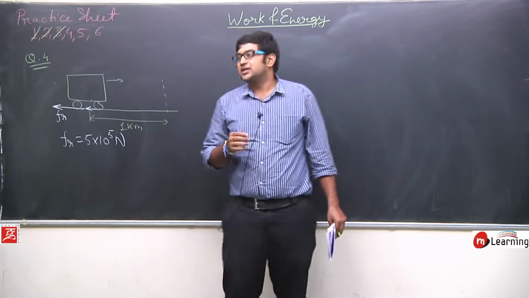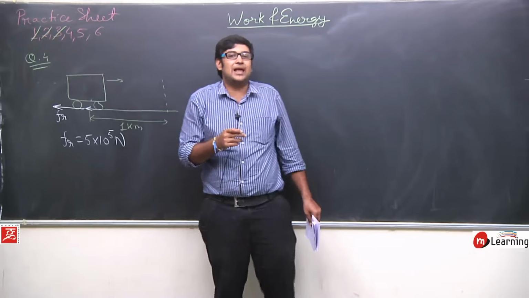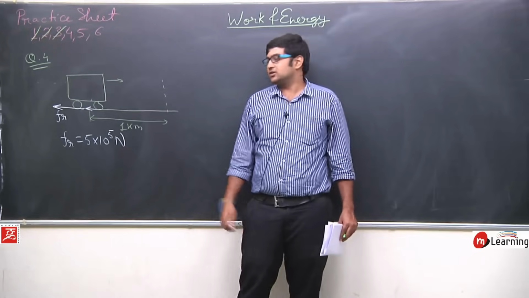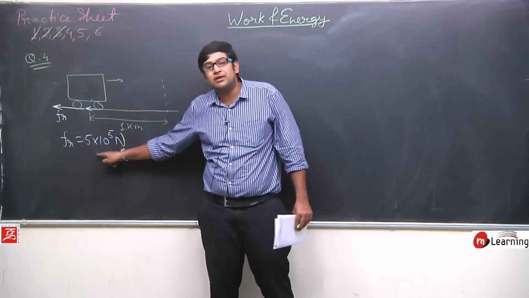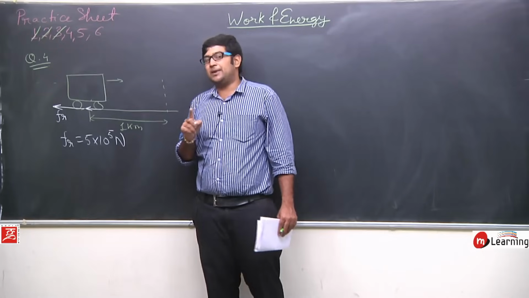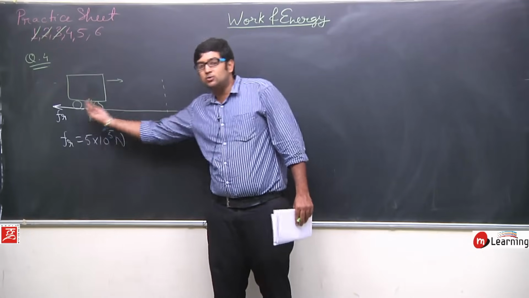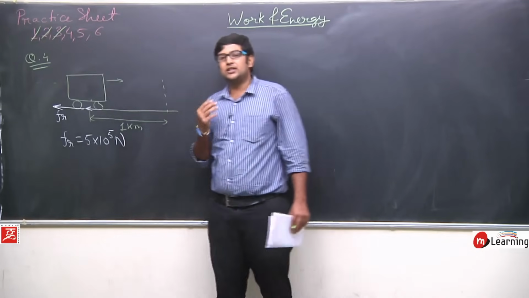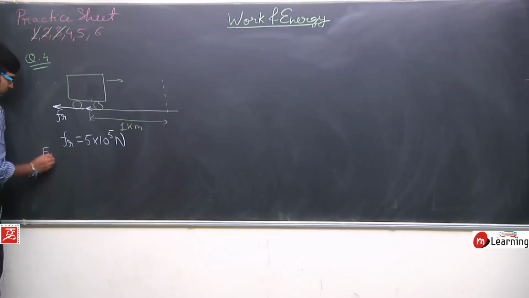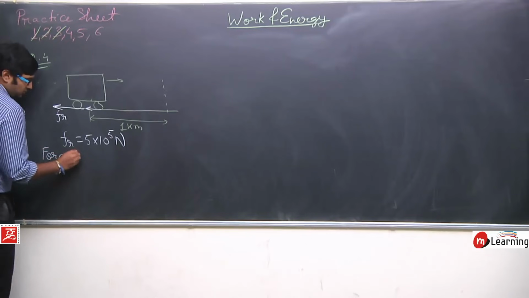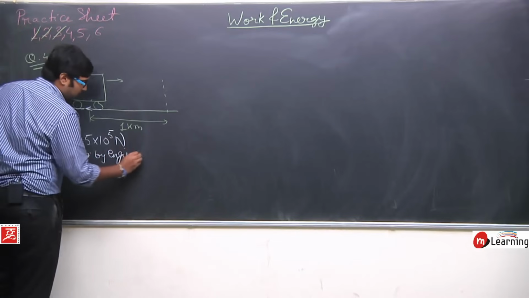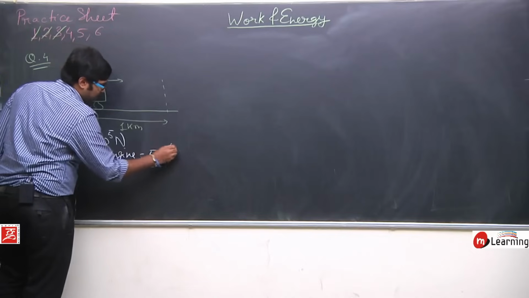Now how much force does the engine have to apply to move this train by 1 kilometer? Definitely the engine has to apply a force equivalent to this force, that is 5 into 10 to the power 5 newtons, to move the train 1 kilometer in the forward direction. Therefore the force required by the engine would be 5 into 10 to the power 5 newtons.